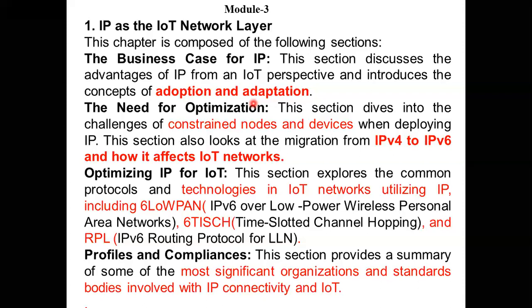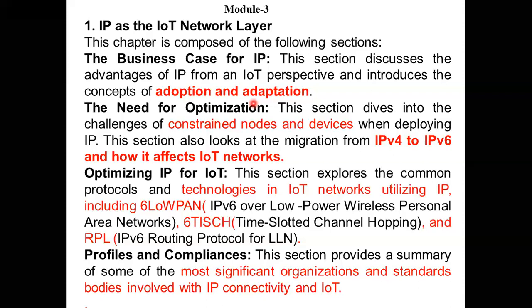Now we will go with adoption. What is meant by adoption? We do not want to think about what IP was done 30 years back. We can adopt, or we can make a new IP and directly put it into the Internet of Things. That is called adoption. I hope the difference between adoption and adaptation is clear. That is our first topic.